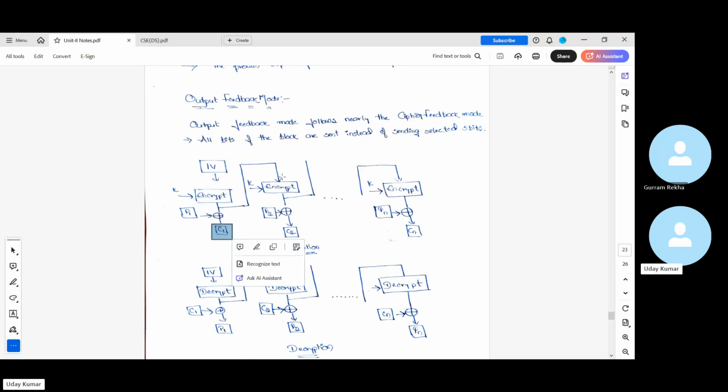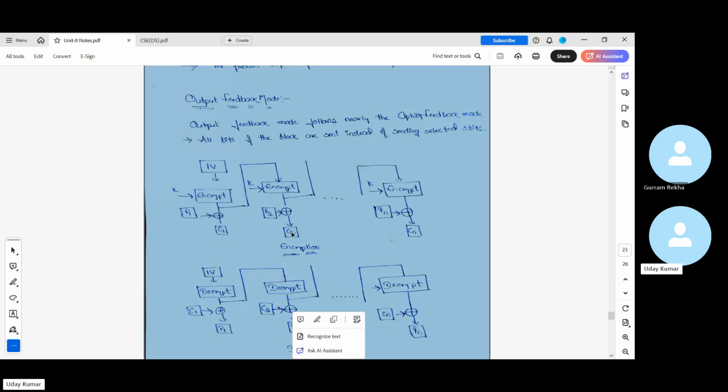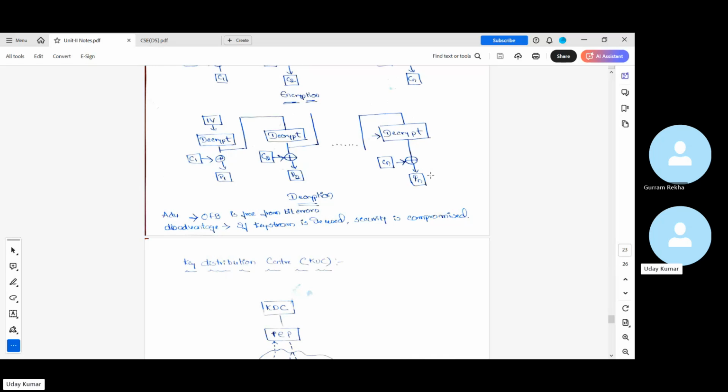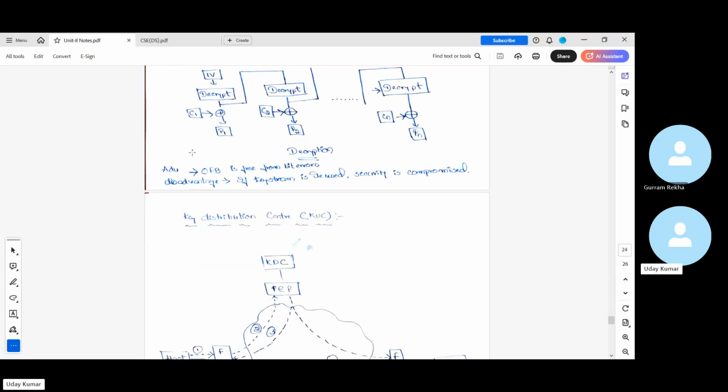And here, no shift register, just pass that to the next round directly. Encrypt with the key, and this is XORed with the P2, and you're going to get the ciphertext here. Okay, so do the reverse here, and you'll get the decryption.